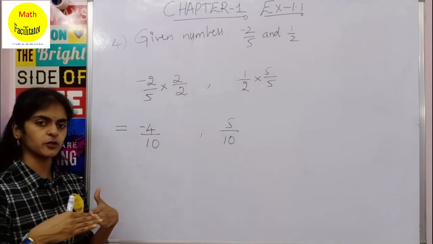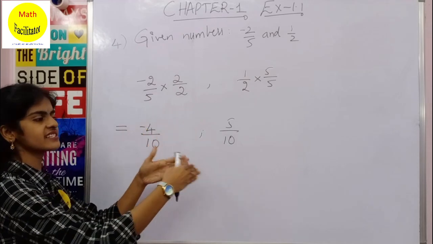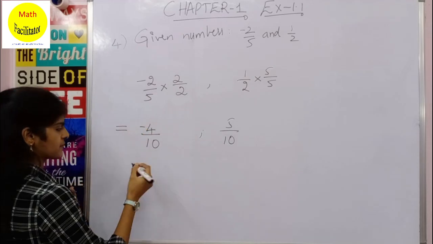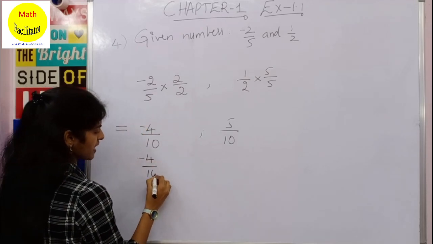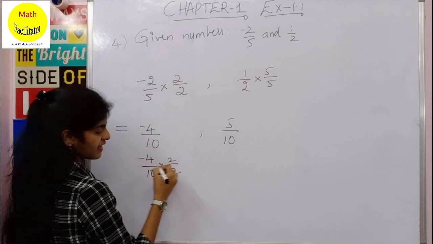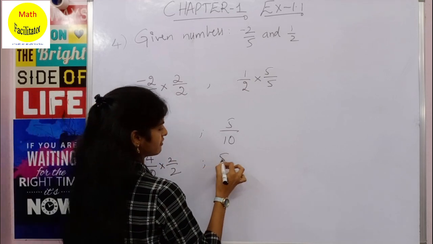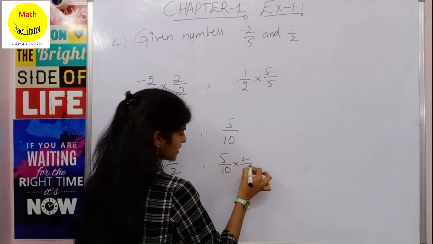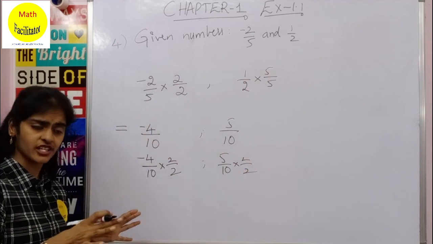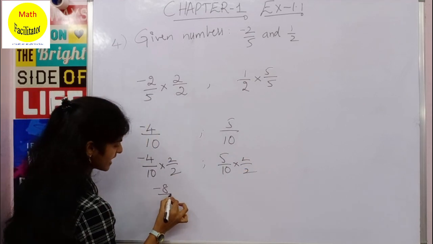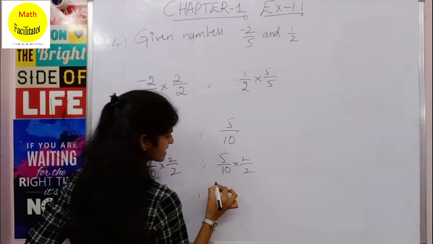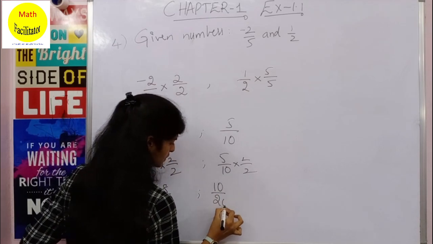So what shall we do? We shall multiply each of these numbers with 2. Multiply and divide them by 2. So minus 4 upon 10 into 2 divided by 2, and 5 upon 10 into 2 divided by 2. The value doesn't change, right? So here you have minus 8 upon 20 and this is nothing but 10 upon 20.